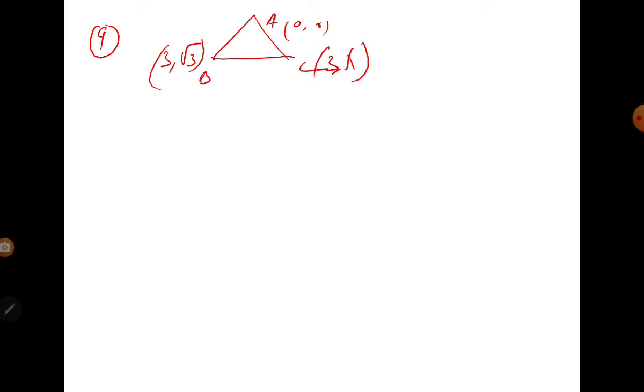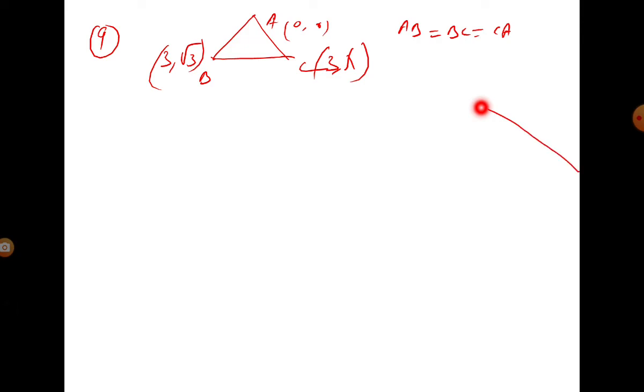So here 3 points are given. What do you have to find? They form an equilateral triangle. If this is an equilateral triangle, then what? All the sides will be equal. AB is equal to BC is equal to CA. All sides will be equal if it is an equilateral triangle.